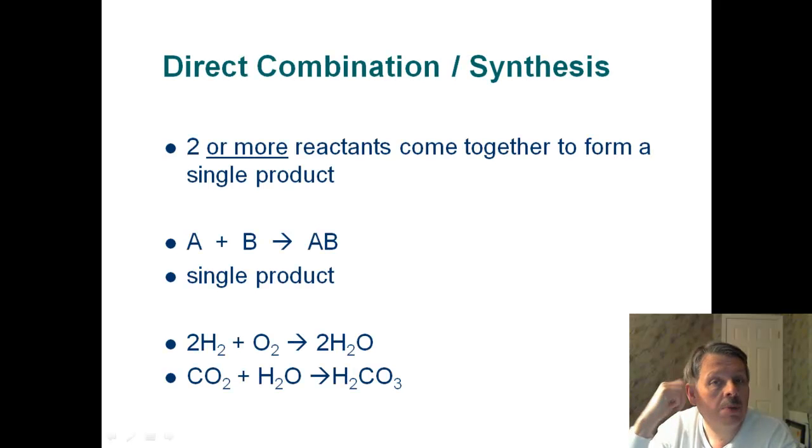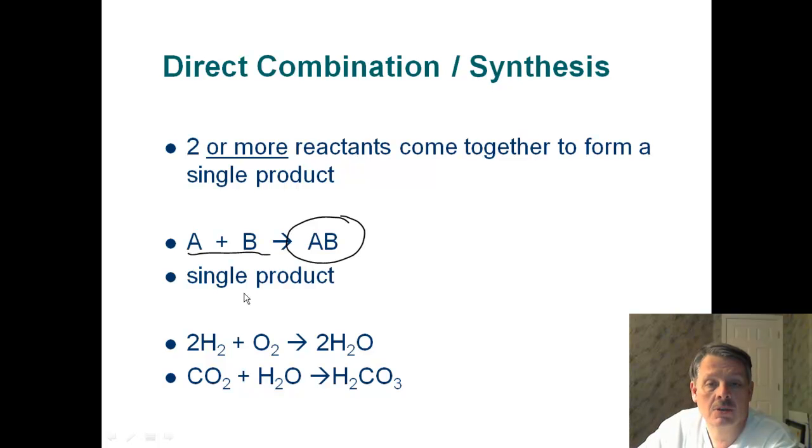Alright, direct combination or synthesis is exactly what the name implies. It is combining 2 or more reactants coming together to form a single product. So, if you think of 2 elements coming together, the important thing is that they form a single product on the right. So here's an example of some elements, hydrogen and oxygen, coming together to form water. So that's an example. Notice there's a single product.